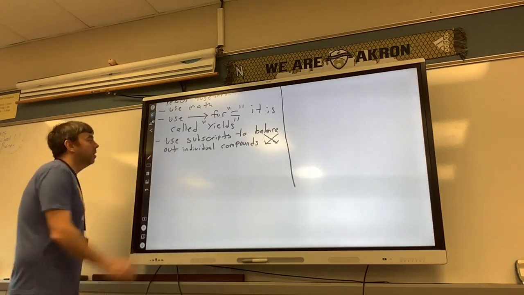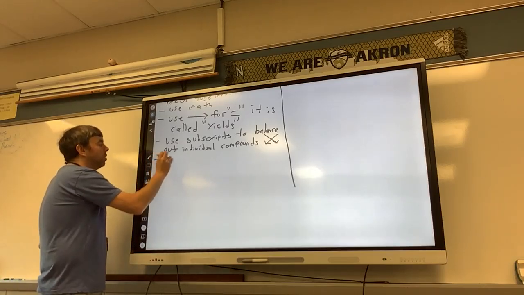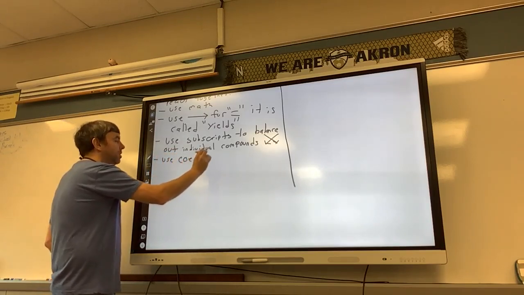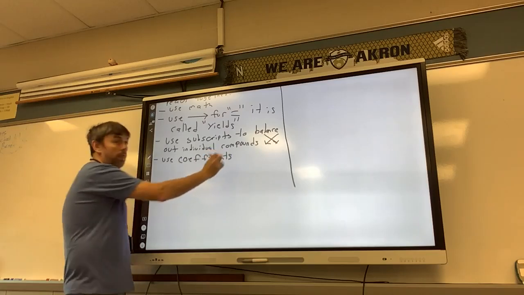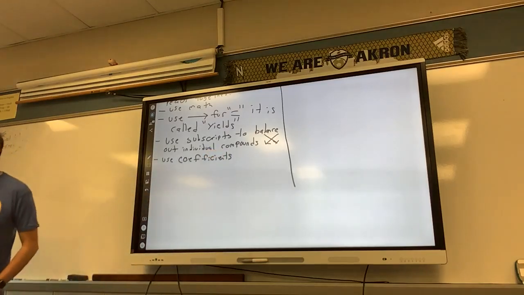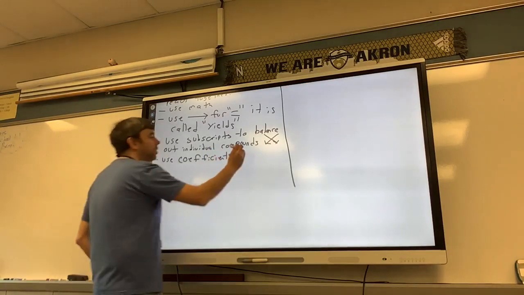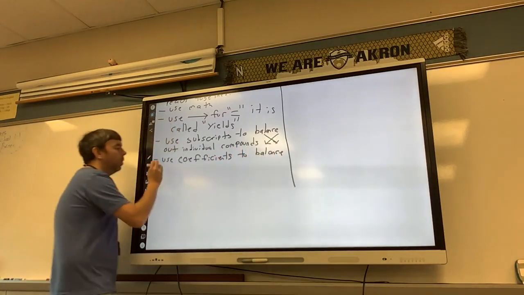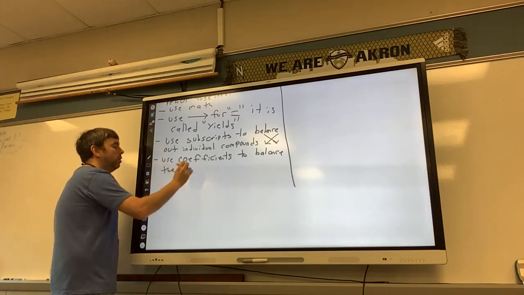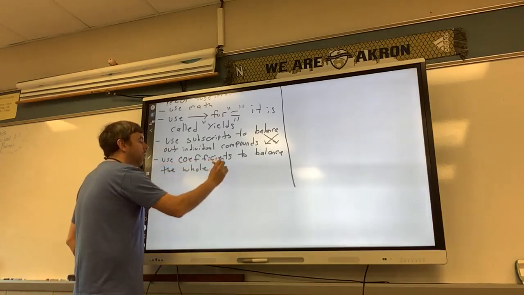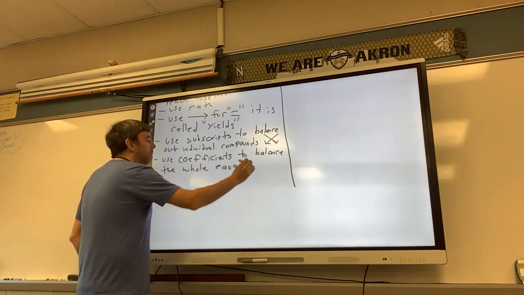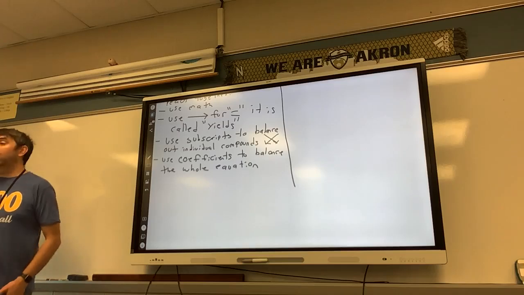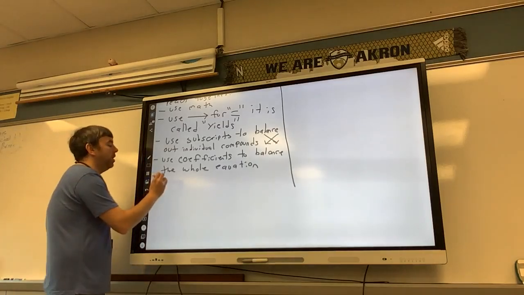The new thing is we're going to use coefficients. And what is a coefficient? Is that the thing in front of the variable? That's the big number in the front. The big number in the front to balance the whole equation. So we're going to use coefficients to balance the whole equation. Why would you have to balance an equation?